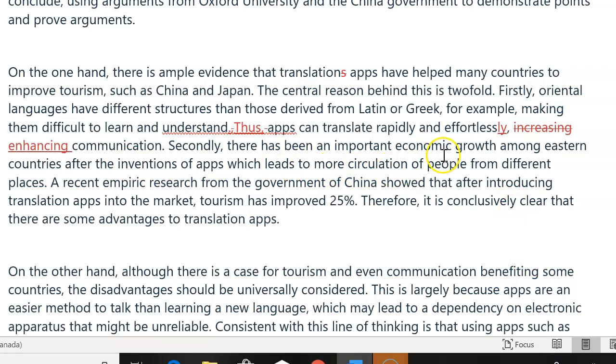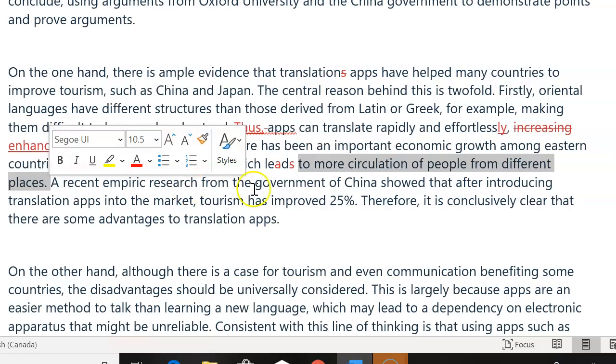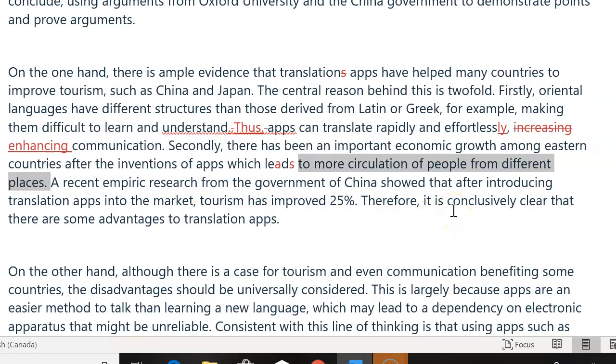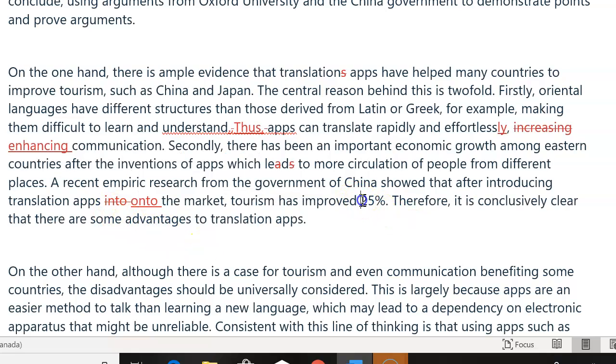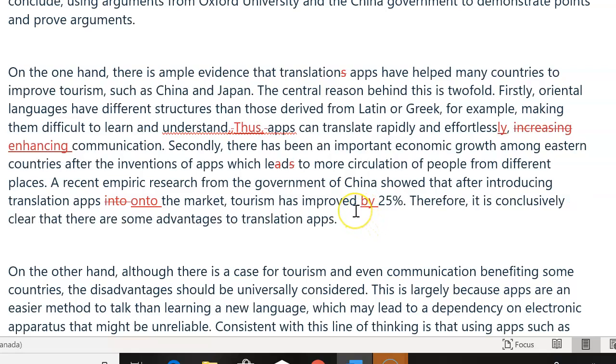Secondly, there has been an important economic growth among Eastern countries after the inventions of apps, which led to more circulation of people from different places. I would be more specific, which led to more tourists, which made more tourists visit these countries from different places. Recent empirical research from the government of China showed that after introducing translation apps onto the market, tourism has improved by 25% or has increased by 25%.